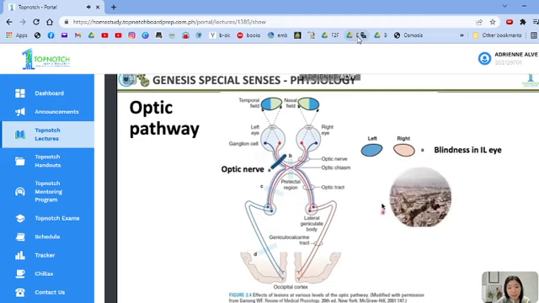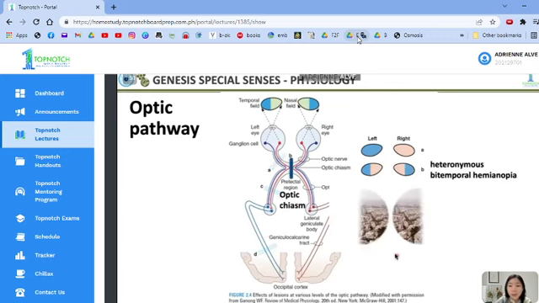So you can see here that if one eye is blind, there's only vision in the whole other eye. Now, cutting the optic chiasm will cause heteronymous bitemporal hemianopia. So cutting here in the middle will cause destruction or loss of fibers receiving from the temporal fields.